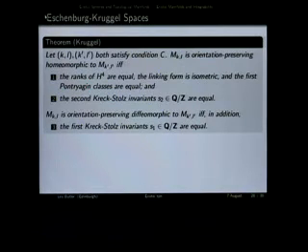Kreck-Stolz invariants for 7-manifolds, deduced the following: that these spaces are homeomorphic if H4, which is a finite cyclic group, has equal ranks. The linking form on H4 has to be isometric, and the Pontryagin classes must be equal, and the second Kreck-Stolz invariant has to be equal. And then they are orientation-preserving diffeomorphic if, in addition, the first Kreck-Stolz invariant is equal.